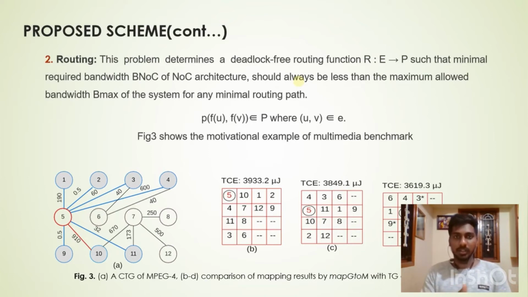The same request will be accepted by another core. That task will be completed, and then another same task will be routed on. That is called deadlock. We cannot remove it from that lock. In this, a deadlock-free routing function is very important to minimize the required bandwidth of the NoC architecture.